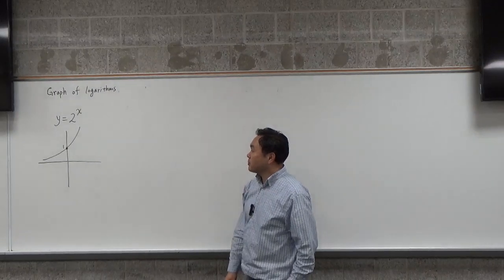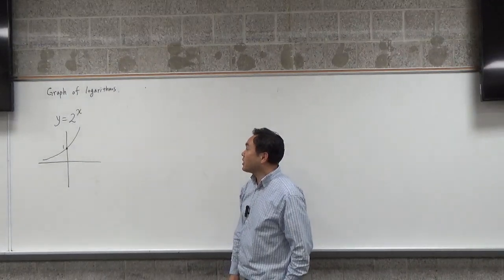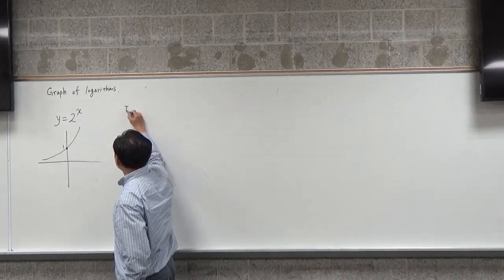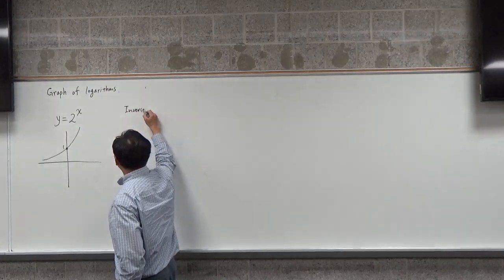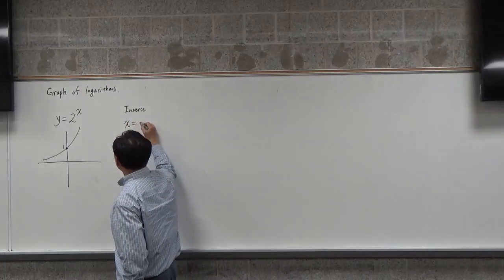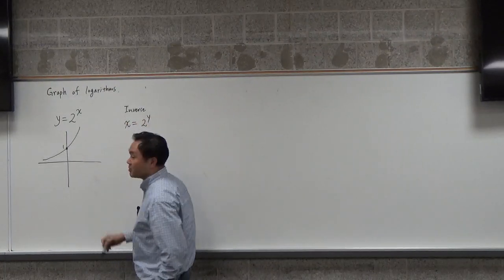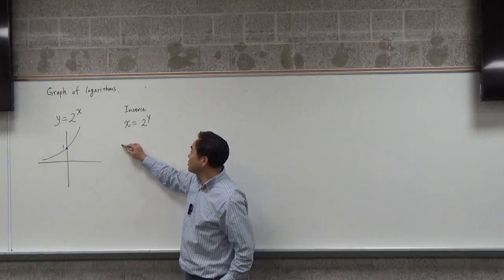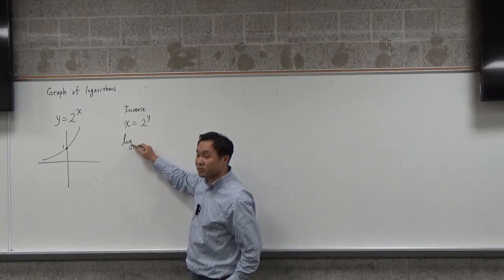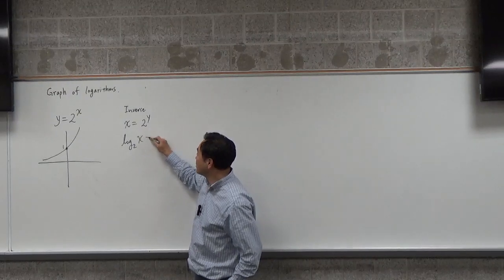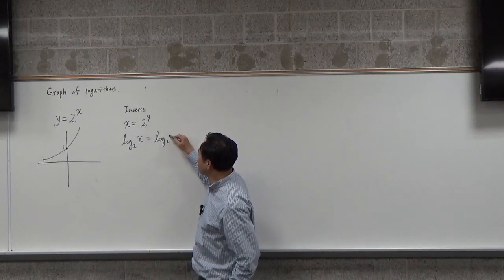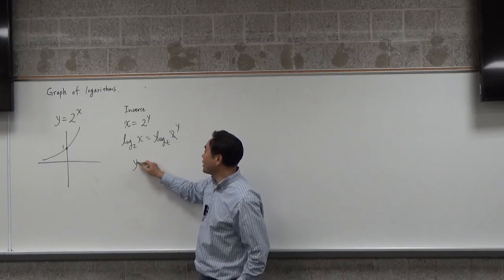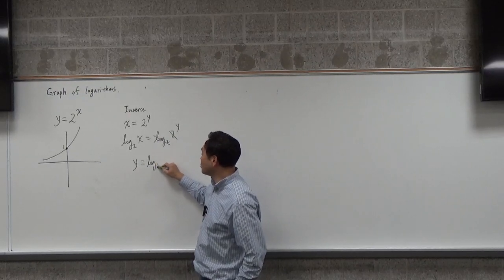And then we can try to find the inverse function of this. So the inverse would be, you set x as 2 to the y, right? How do you solve for y? You take log base 2, because then log base 2 and 2 will cancel. So you get y as log base 2 of x.